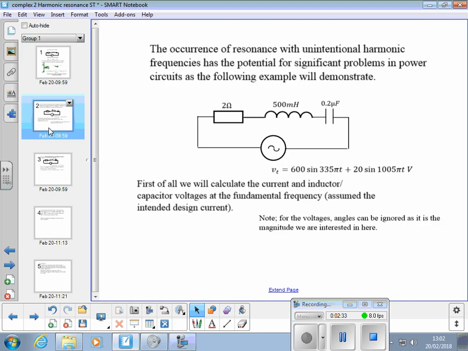So, it's filters and tuning circuits where resonance is put to good effect. But if we have unintentional frequencies, it has the potential to cause problems that happen in higher power, higher voltage circuits.